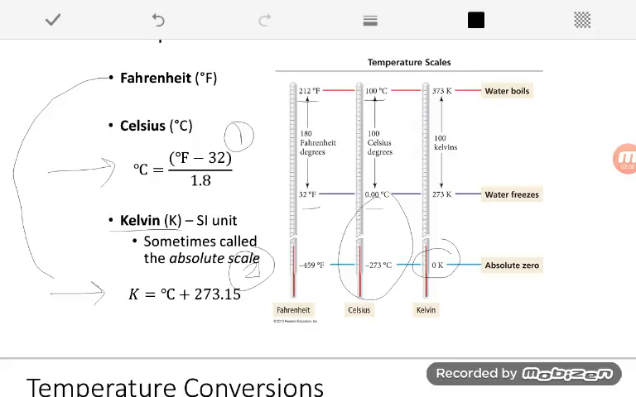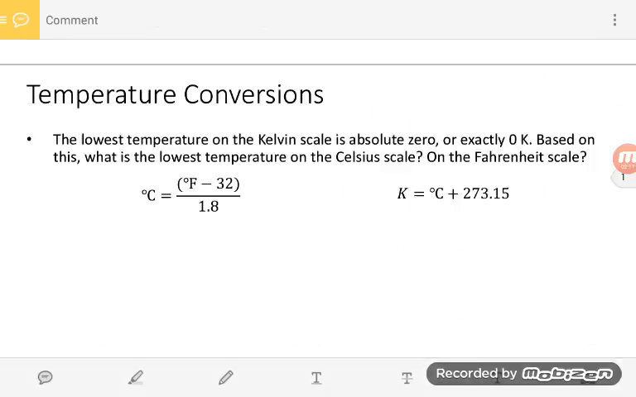Most people like these conversions because we simply get to use chemical formulas, and as long as you plug it in and do your algebra correctly, you usually get the correct answer. So let's look at an example problem.